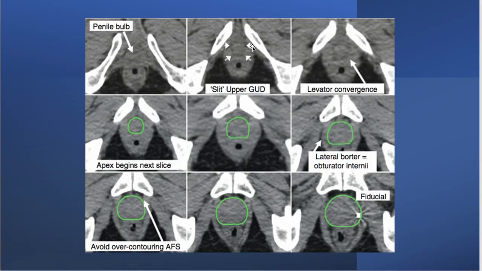Penile bulb, slit upper genitourinary diaphragm, levator convergence, apex begins at neck slice, lateral border is the obturator internus muscle. Avoid over-contouring the anterior fibromuscular stroma, and then a fiducial.